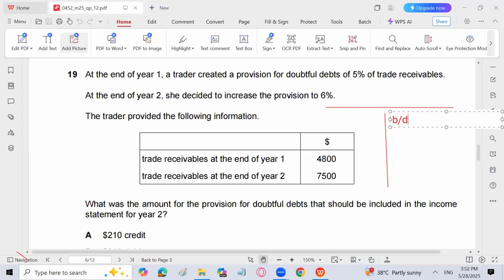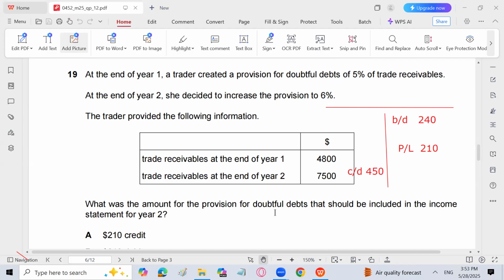So 4,800 at the end of year 1, the provision was 5%. So 4,800 into 5%, that will be 240. Now I will go with the carried down 7,500, and the provision is going to be 6%, 7,500 into 6 divided by 100. That is going to be 450. Now I have to increase the provision. Here I will write profit and loss account, 450 minus 240. That is 210. So the provision will increase by 210.